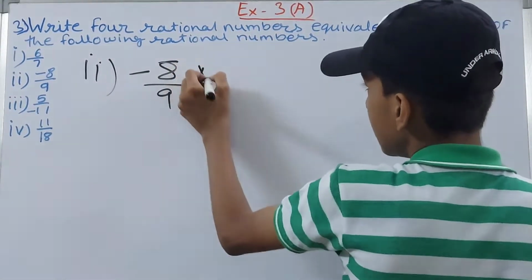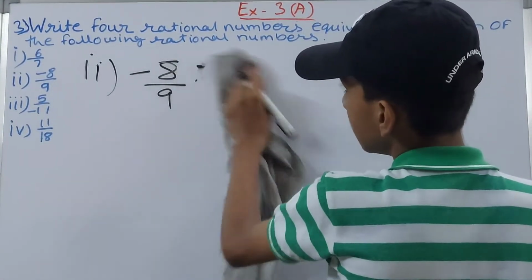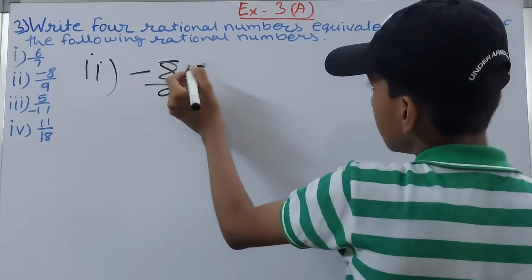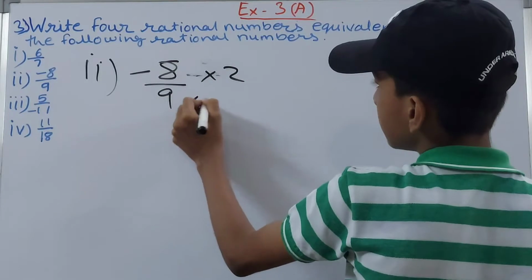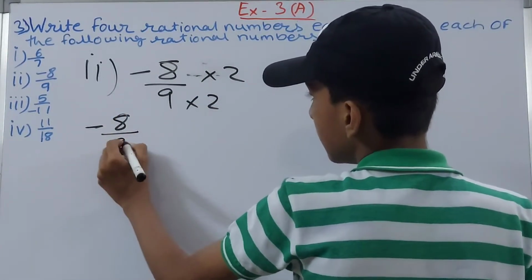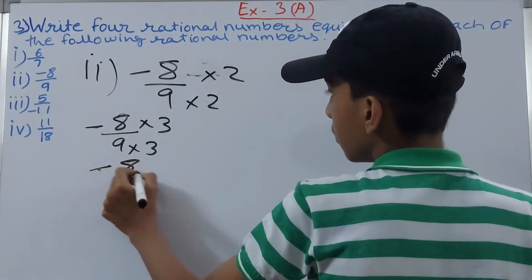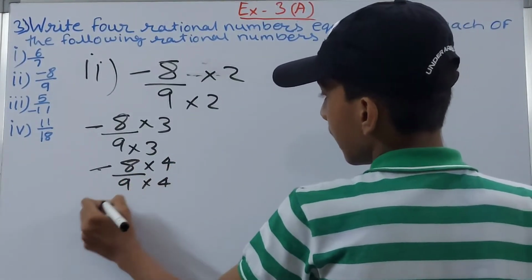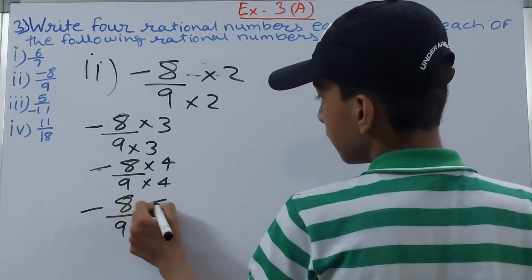So, we write this as minus 8 into 2 and minus 9 into 2. And here again, minus 8 upon 9 into 3 now. Then minus 8 upon 9 into 4, and minus 8 upon 9 into 5.